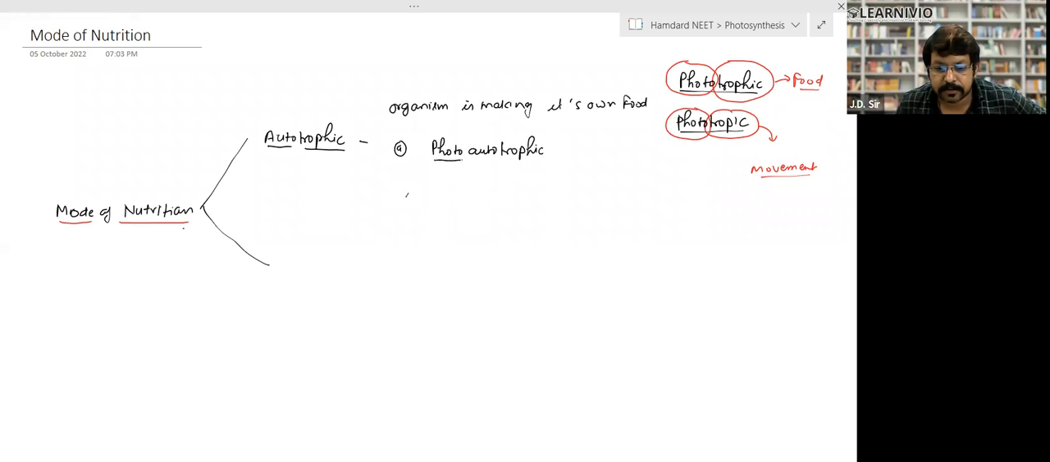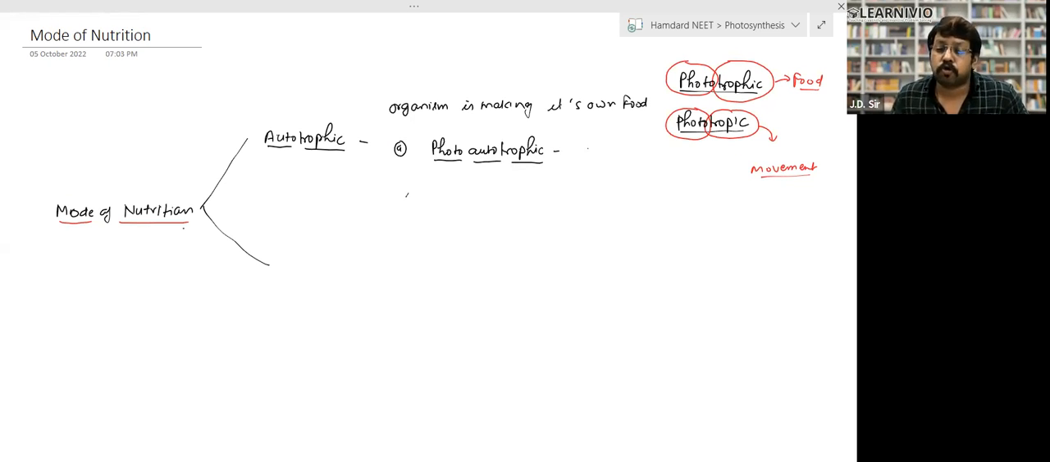Photo means light. Break the term. That's how you have to learn the biology. Break the term. Photo means light. Auto means self, and trophic means nutrition. It means they make their own nutrition with the help of light. Clear? The term itself reflects what it means, right?